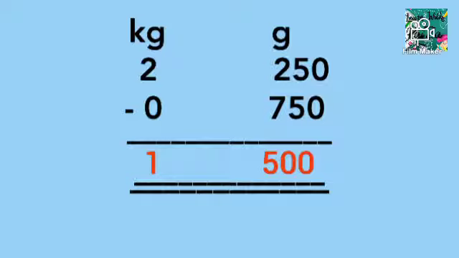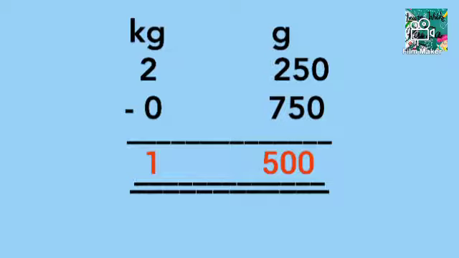How is that? Because 0 minus 0 is 0, 5 minus 5 is 0, but 2 minus 7 is impossible, so we borrow 1 from kilograms, and that becomes 12. So 12 minus 7 is, what is it? Yes, 5, and then 1 kilogram is remaining. 1 minus 0 is 1. So I hope you have understood every part of how to add and subtract masses.